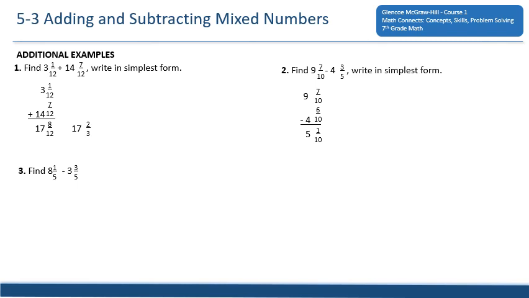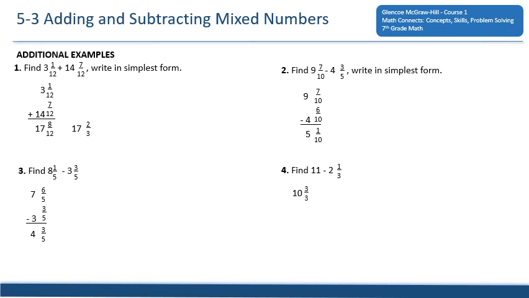We have 8 and 1/5 minus 3 and 3/5, and we need to borrow 1 from the whole number 8, and the 1 would be 5/5, so we have 5/5 plus 1/5 equals 6/5, and then we'll just use the 3 and 3/5. So 6 minus 3 is 3, and we'll keep the denominator 5. 7 minus 3 is 4.